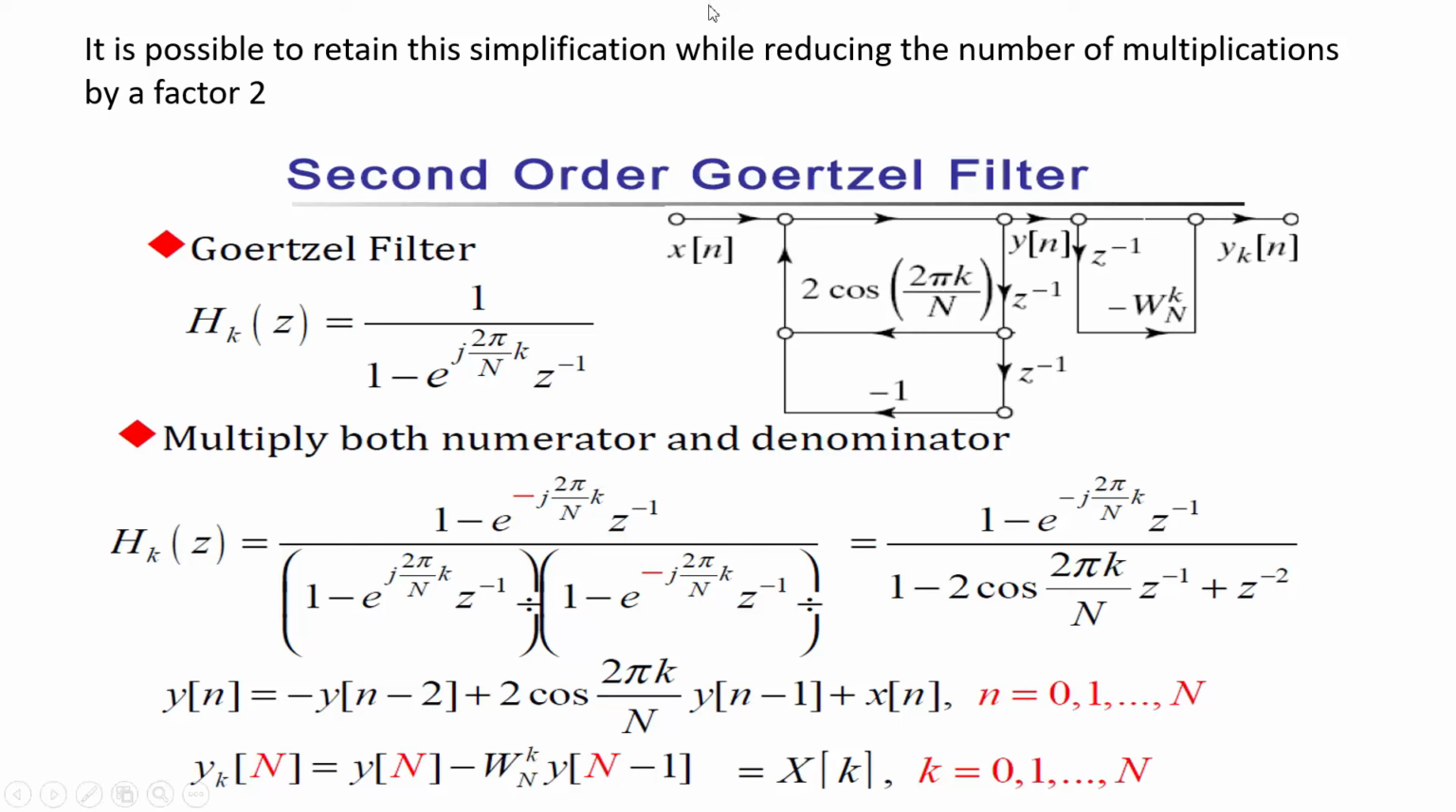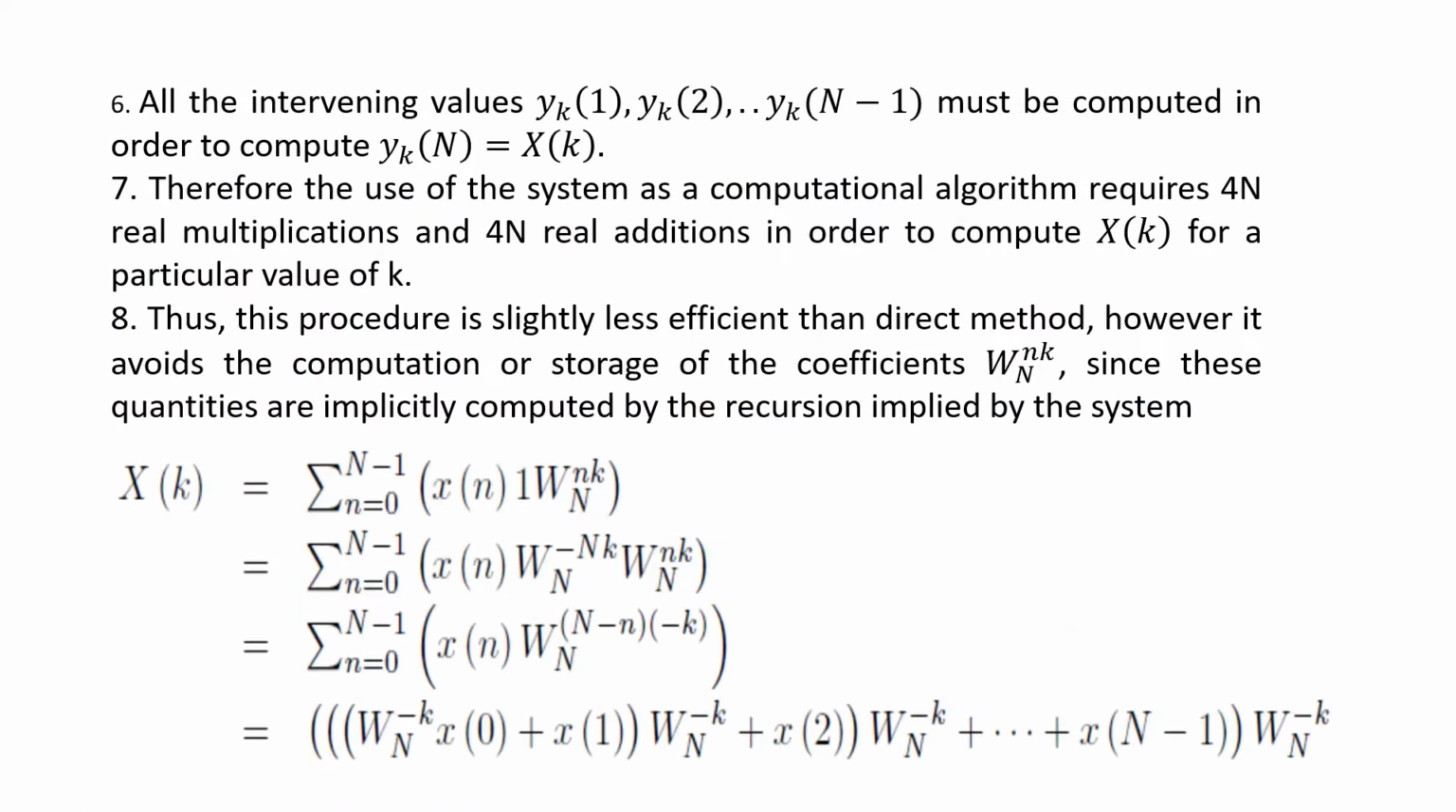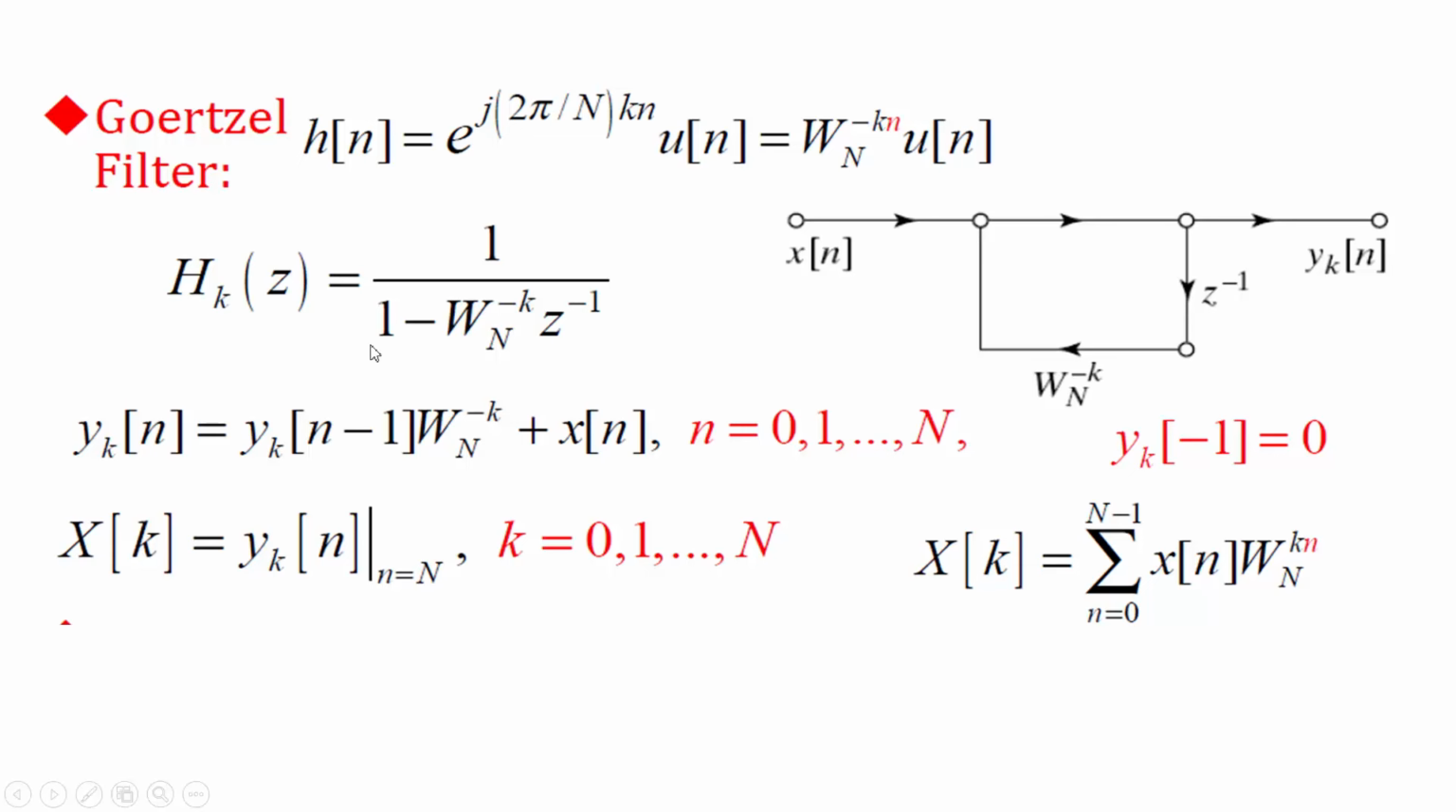Now we can retain this simplification while reducing the number of multiplications by a factor of 2. Let us see that part also. And ultimately we will come to the second order Goertzel filter. So this is our first order Goertzel filter, which we have just derived, because if you remember, this is the transfer function of the first order filter.